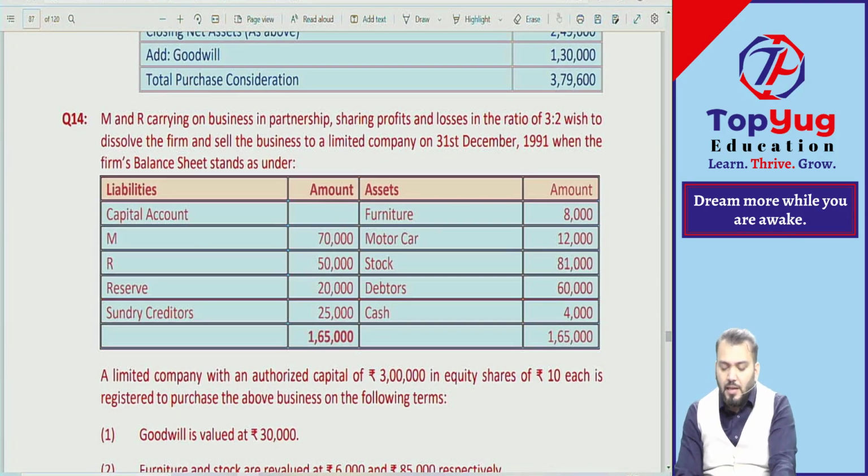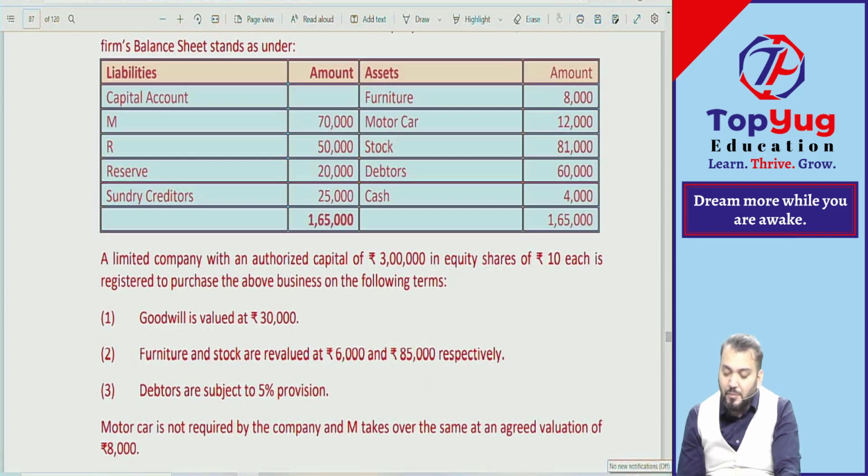M and R carrying on business in partnership, sharing profit and losses in ratio 3:2, wish to dissolve the firm and sell the business to a limited company on 31st December 1991 when the firm's balance sheet stands as under. A limited company was registered with an authorized capital of 3 lakh in equity shares of rupees 10 each to purchase the above business on the following terms.